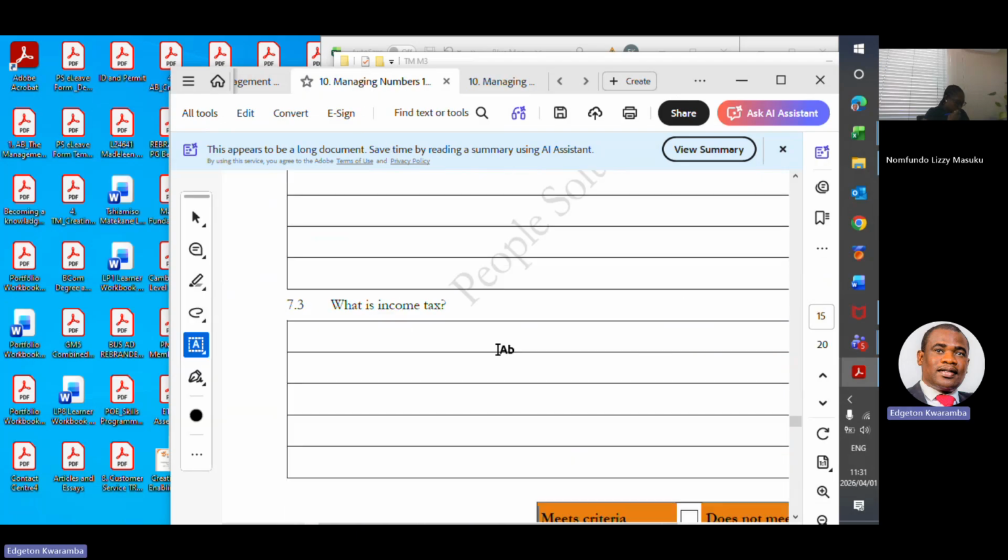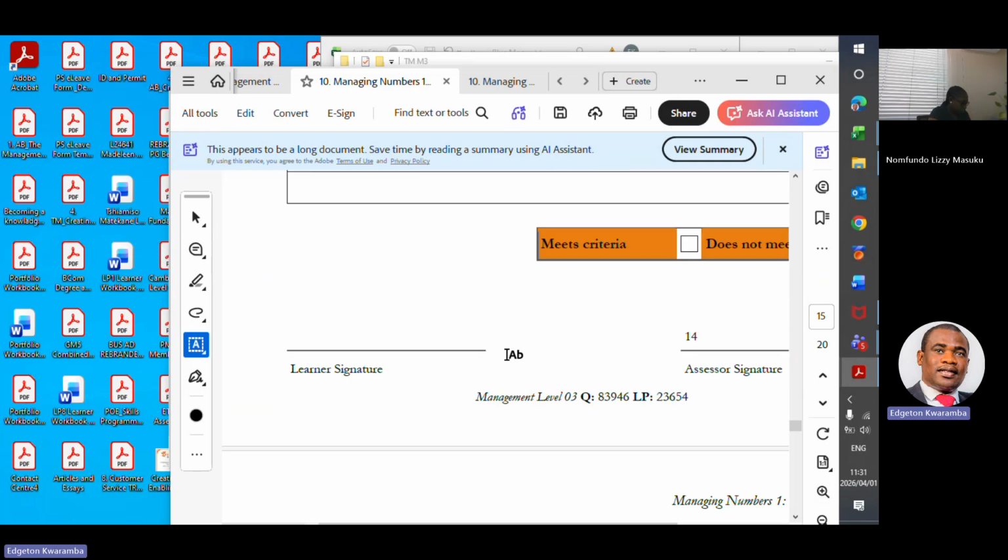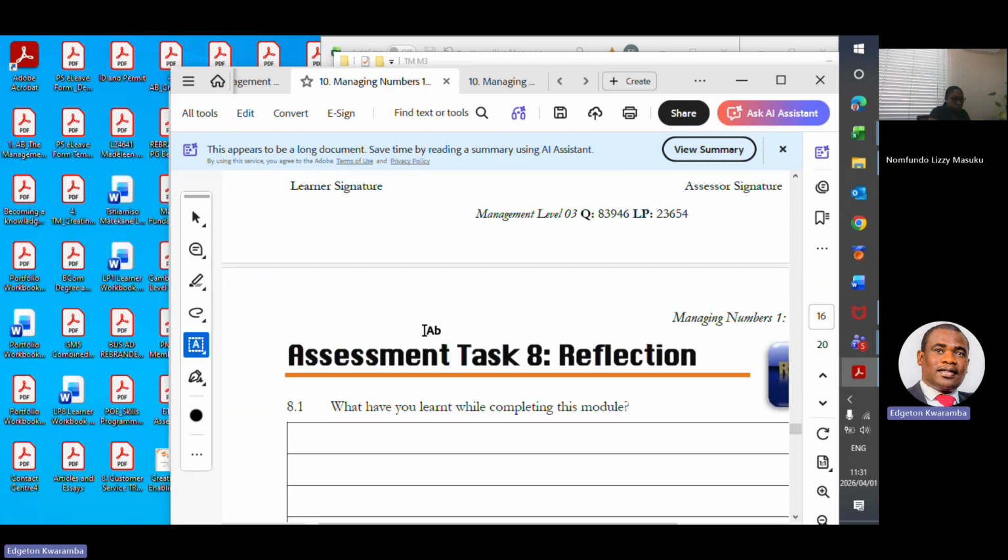Income tax, you do the same, that same space. It's also there. Then we are done with the first module. You just complete your reflection. This one you can even do over the weekend. Knowing you, I'm sure you're going to complete it in no time.